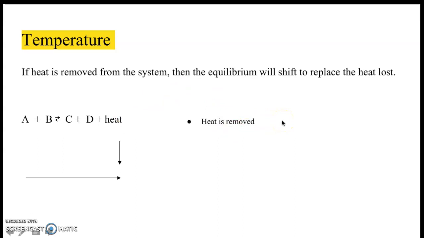So our temperature is decreased. The equilibrium is going to want to increase that temperature again. Equilibrium is shifting to replace what has been lost.